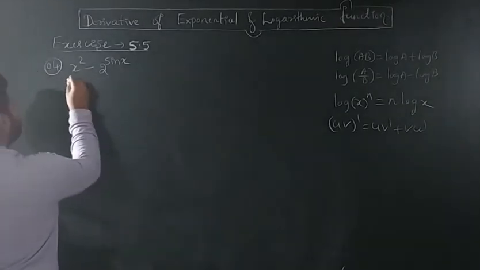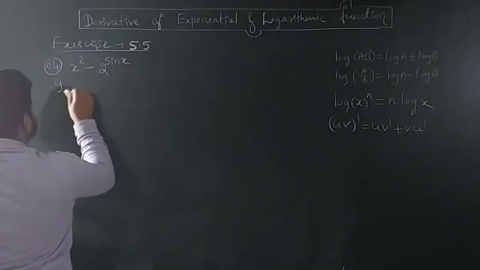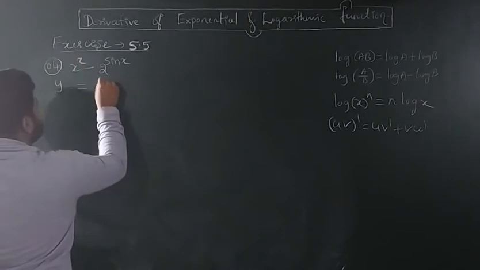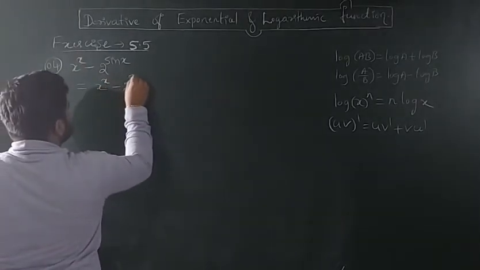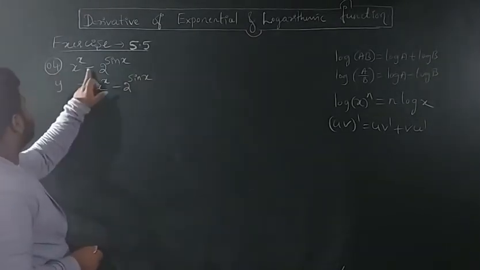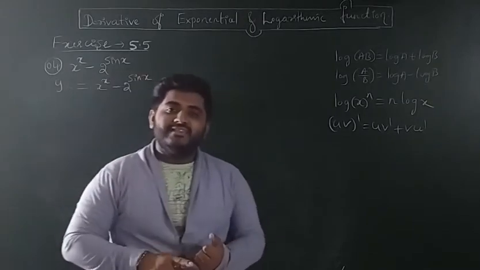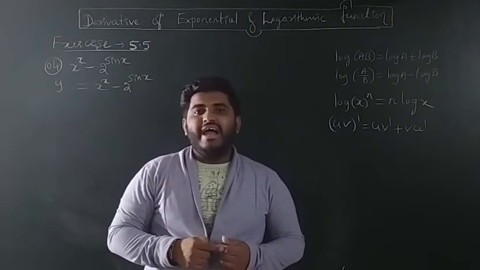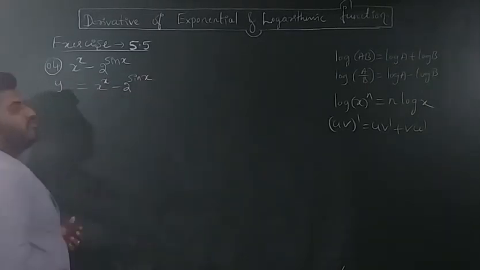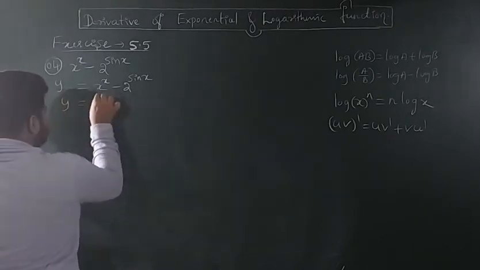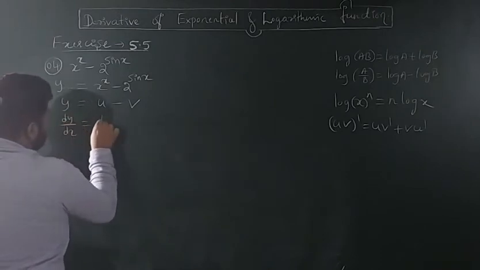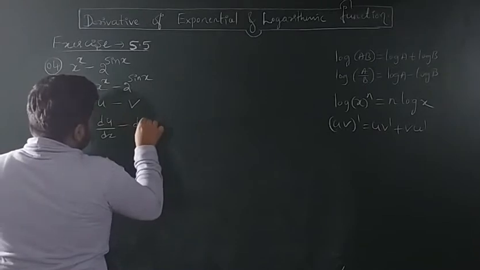So the given function, take that as y equals x raised to x minus 2 raised to sin x. So the given function we wrote in terms of y. Whenever a minus sign or plus sign comes in between two functions, at that time you have to choose the functions as u and v, then go further. So whatever y is there, you treat this as u, this as v. Then dy by dx will be du by dx minus dv by dx.